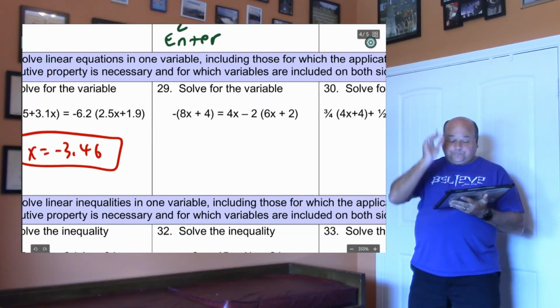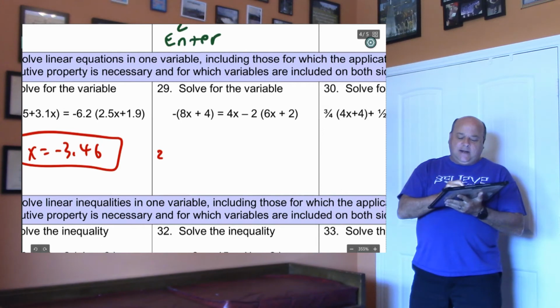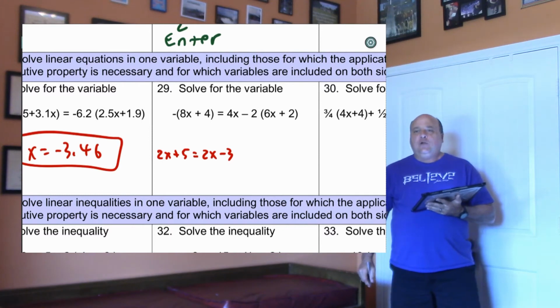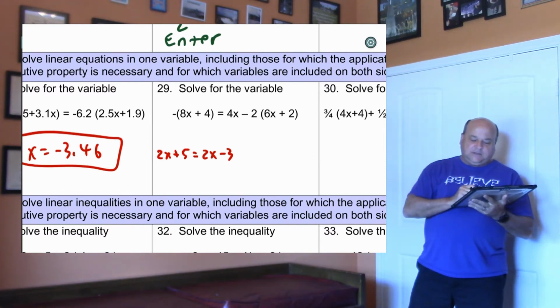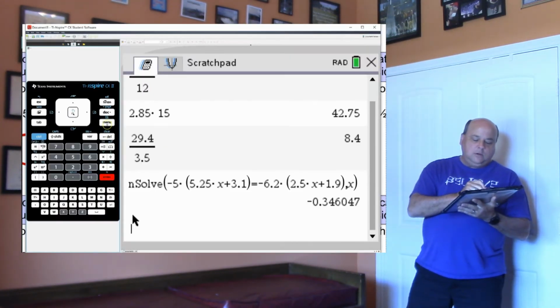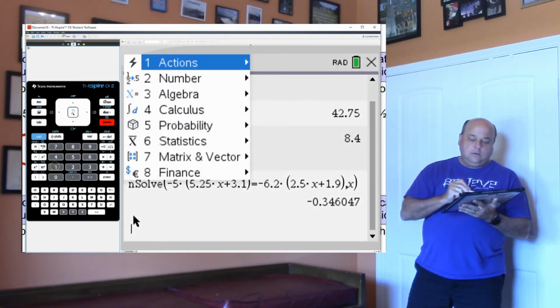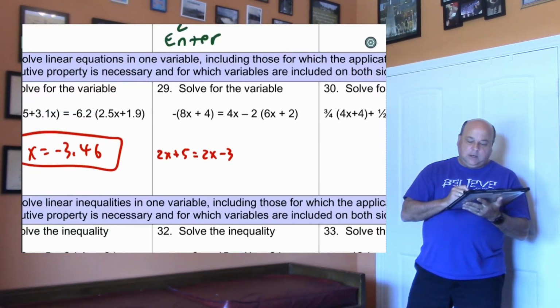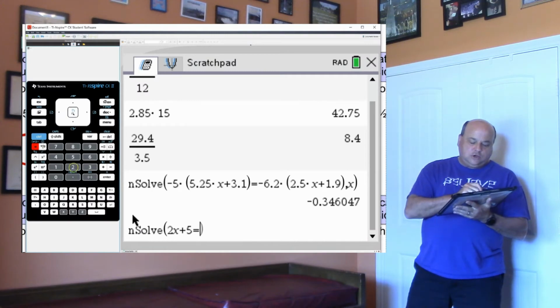Now then, two more things. Write these two down. Write down 2x plus 5 equals 2x minus 3. Okay, write that equation down and let's type that into Insolve. Okay, so menu 3, 1, and then 2x plus 5 equals, and then 2x minus 3, and then hit comma x.